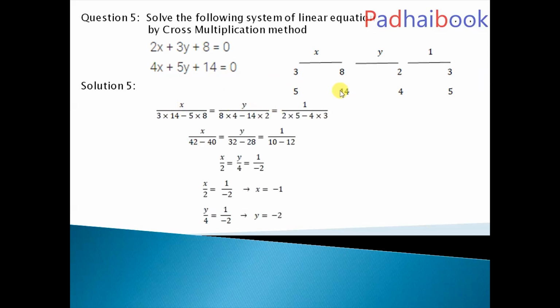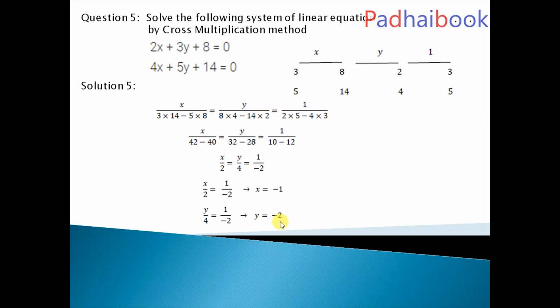Now solve. x divided by 3 into 14 minus 8 into 5, y divided by 8 into 4 minus 14 into 2, is equal to 1 divided by 2 into 5 minus 4 into 3. So here we have 42 minus 40, 32 minus 28, 10 minus 12: 2, 4, minus 2. I will take first and the third, I get the value of x is minus 1. Now I will take second and the third, I get y is equal to minus 2. So the solutions are x is equal to minus 1 and y is equal to minus 2.